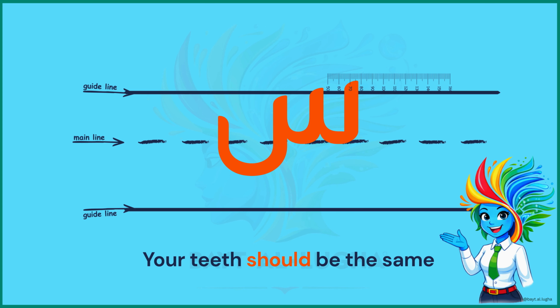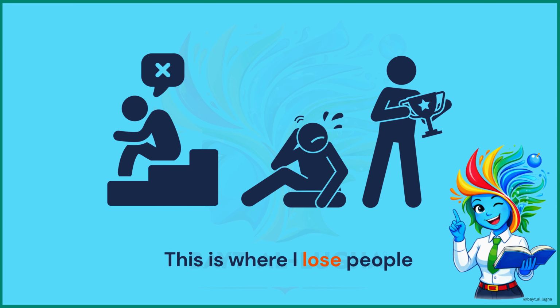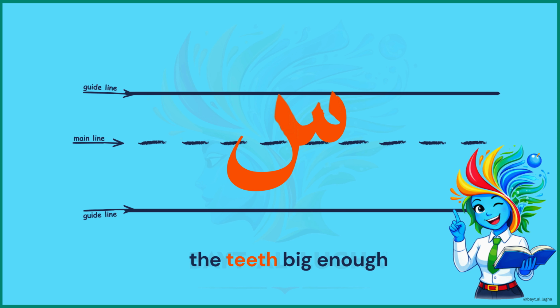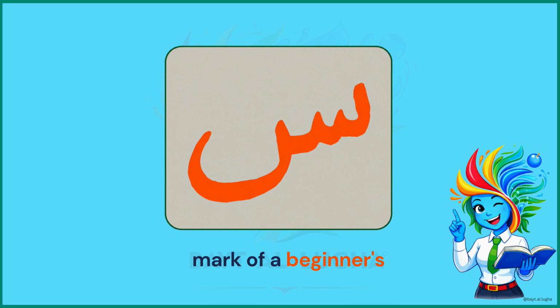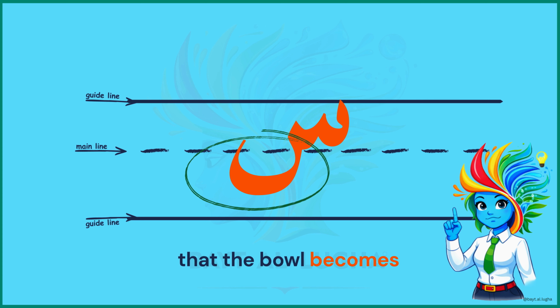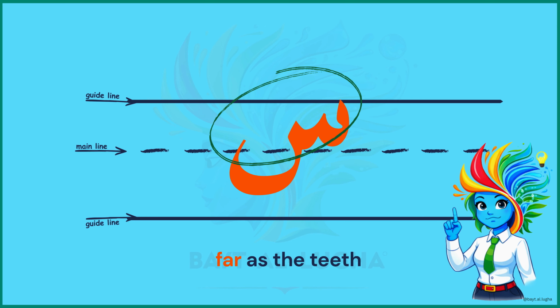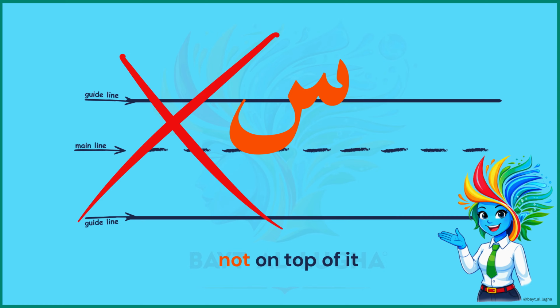Now, the height. Your teeth should be the same height as the tooth on the letter ba, not taller. This is where I lose people because the first instinct is to make the teeth big enough to be proud of, and proud teeth are the single most obvious mark of a beginner's hand. Small teeth, boring teeth, teeth so unremarkable that the ball becomes the thing your eye lands on. And the ball drops below the line roughly as far as the teeth rise above it. The letter sits across the line, not on top of it.